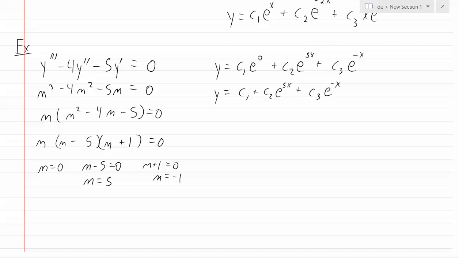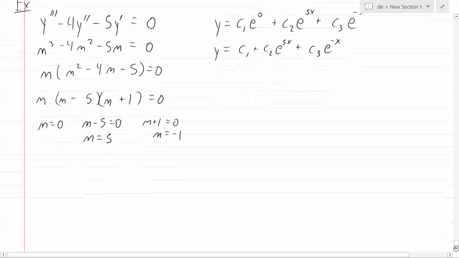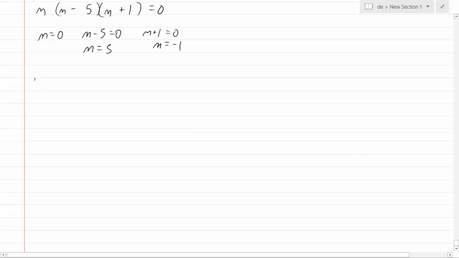Alright, now to have a little fun. 4.4, indeterminate coefficients, the superposition approach. Can you write that down?